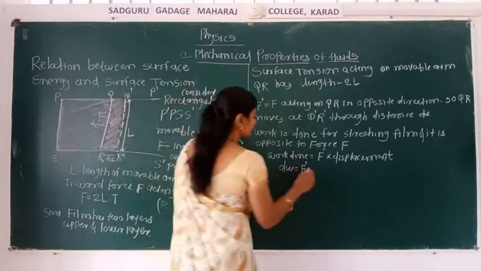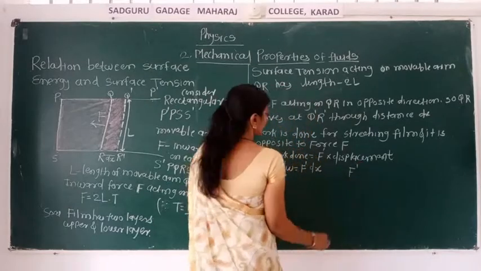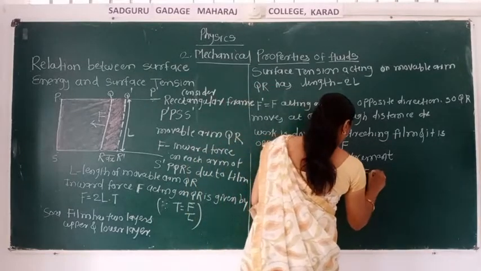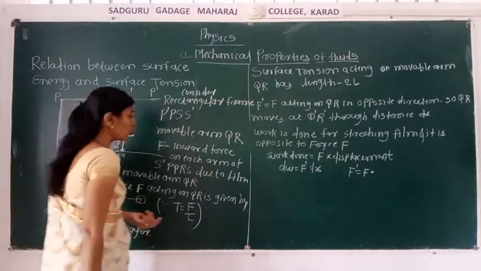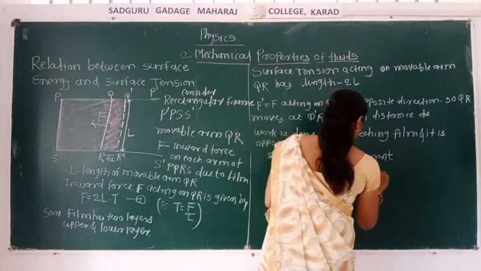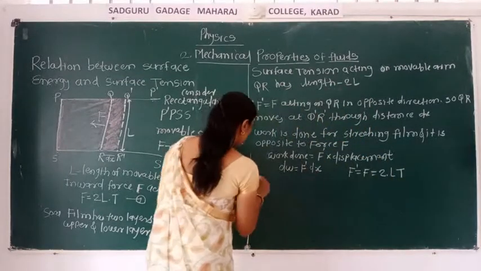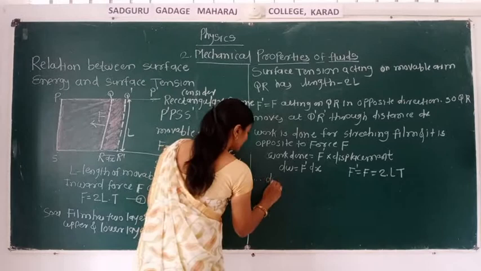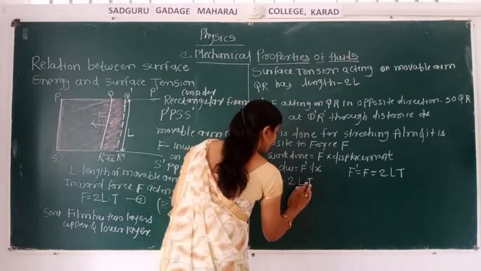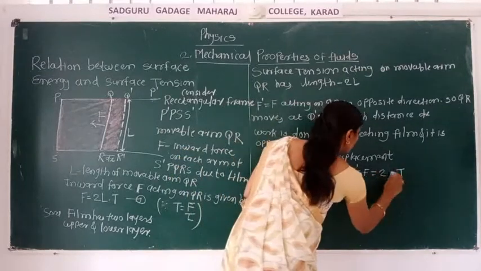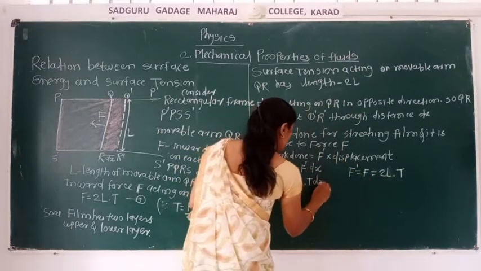So here displacement is our dx. But we know F dash is equal to F. What is the value of F? Here we are getting the first equation. It is 2L into T, the value of F. Let me put this value. Here we will get dW is equal to 2L into T into dx.